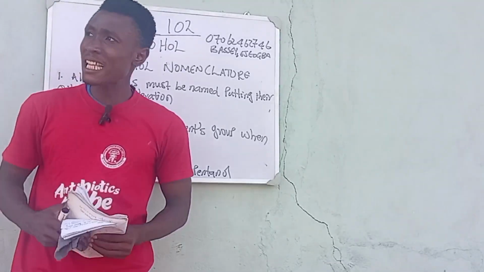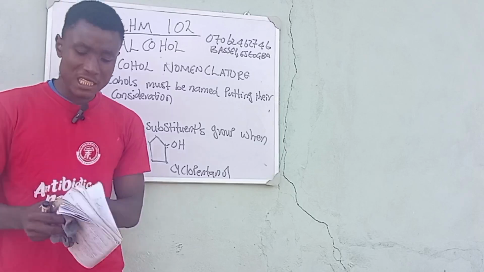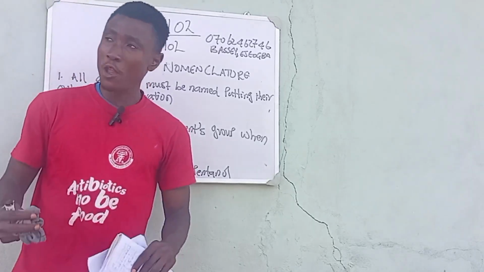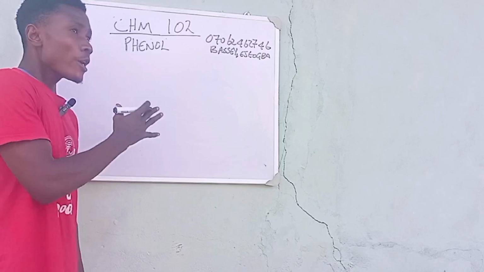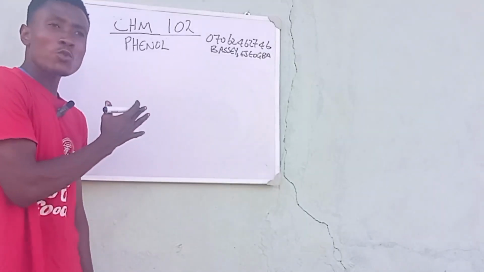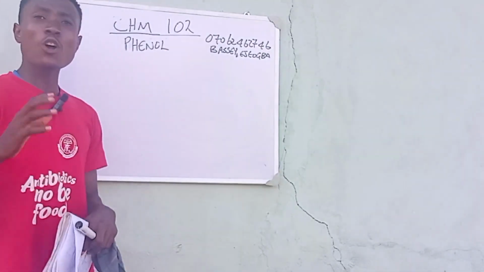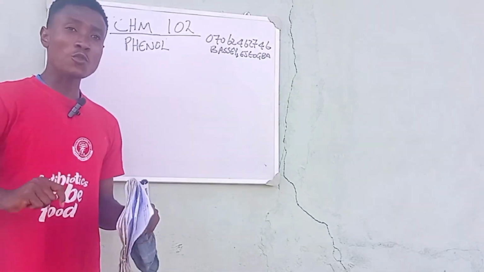So basically right now, we'll be moving to another section of alcohol that is very, very important, and that is what is known as phenol. The next concept we are going to talk about, which is also related to the word alcohol, is phenol, which is here on the board. So phenol is also known as benzenol.